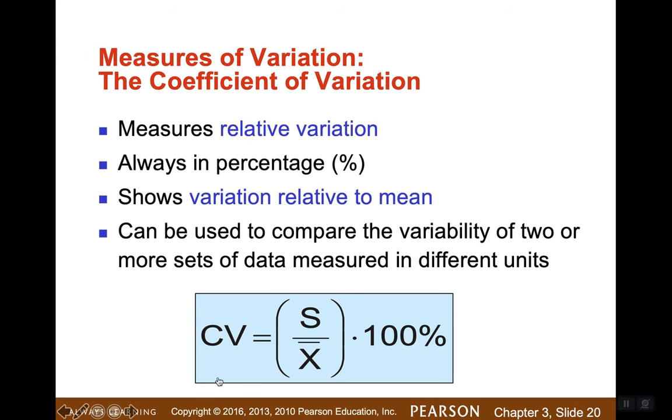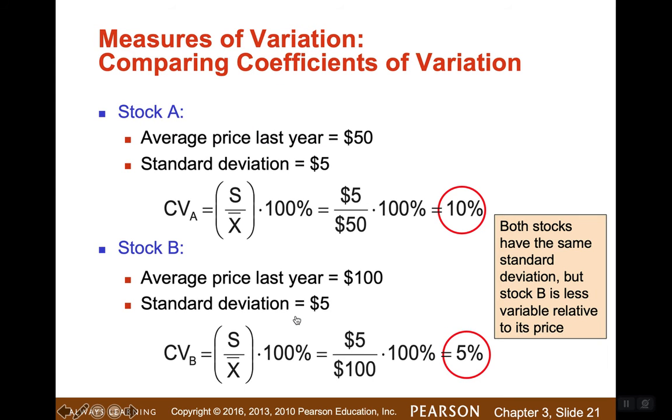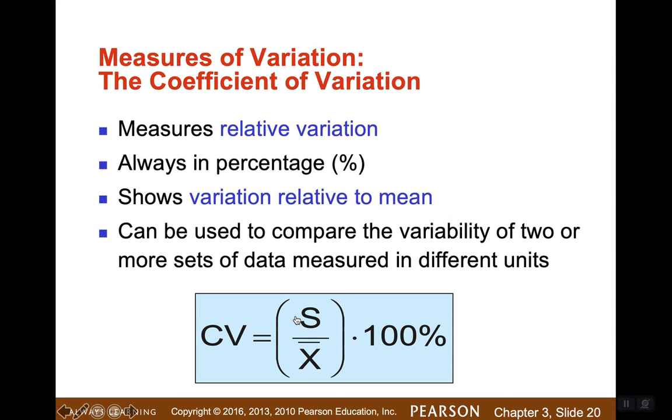So CV, or as we say, our coefficient of variation, is the mean divided into S times 100, S being the standard deviation. All right. So let's look at how this formula actually gets applied.